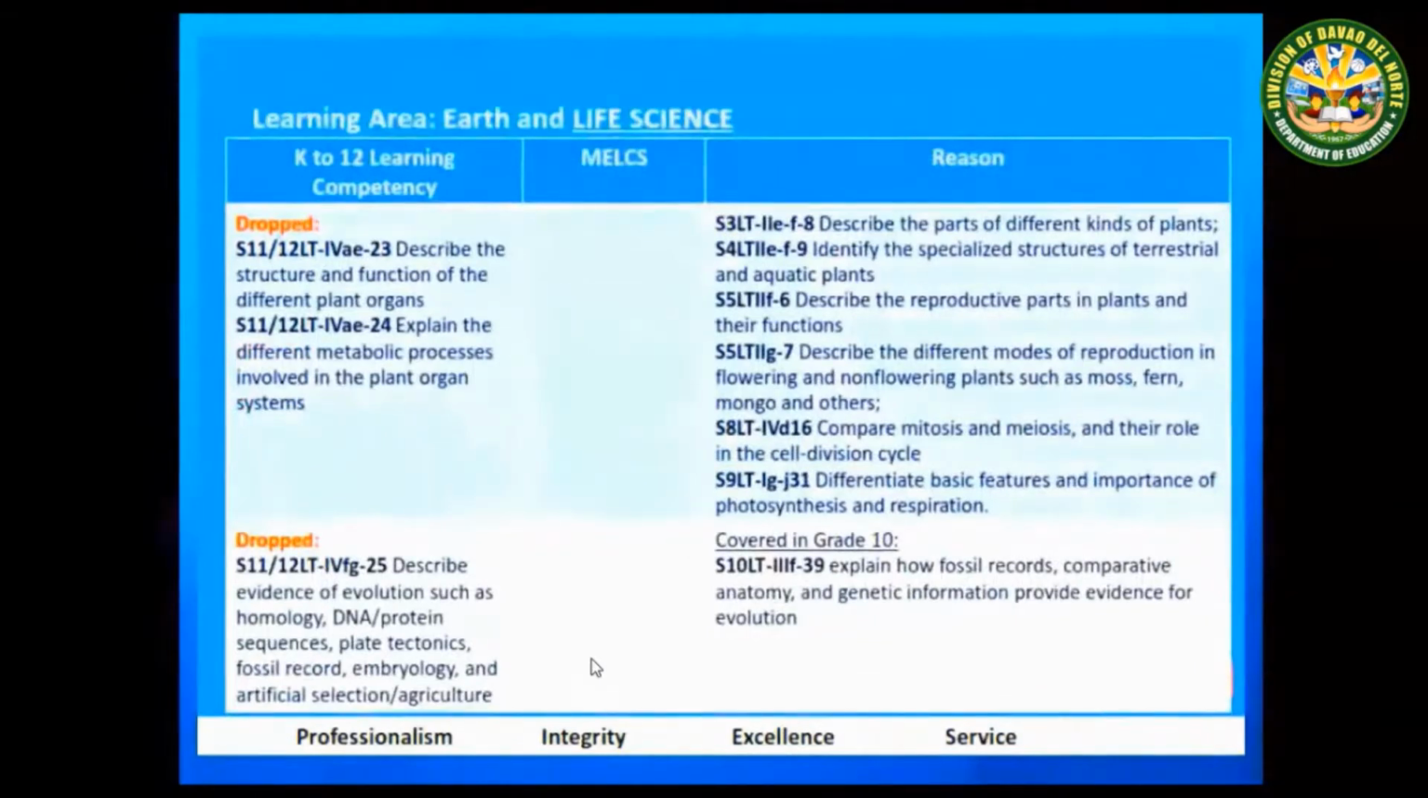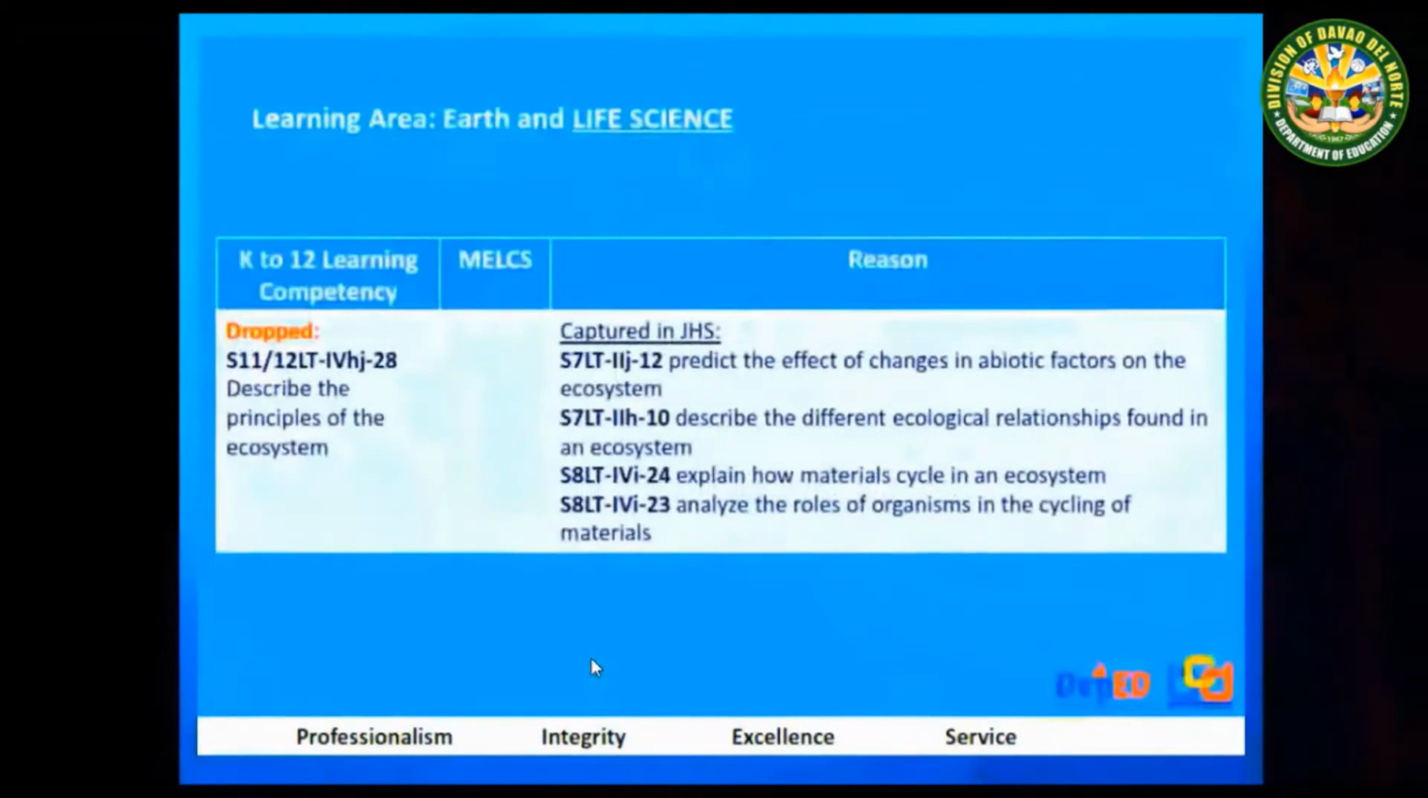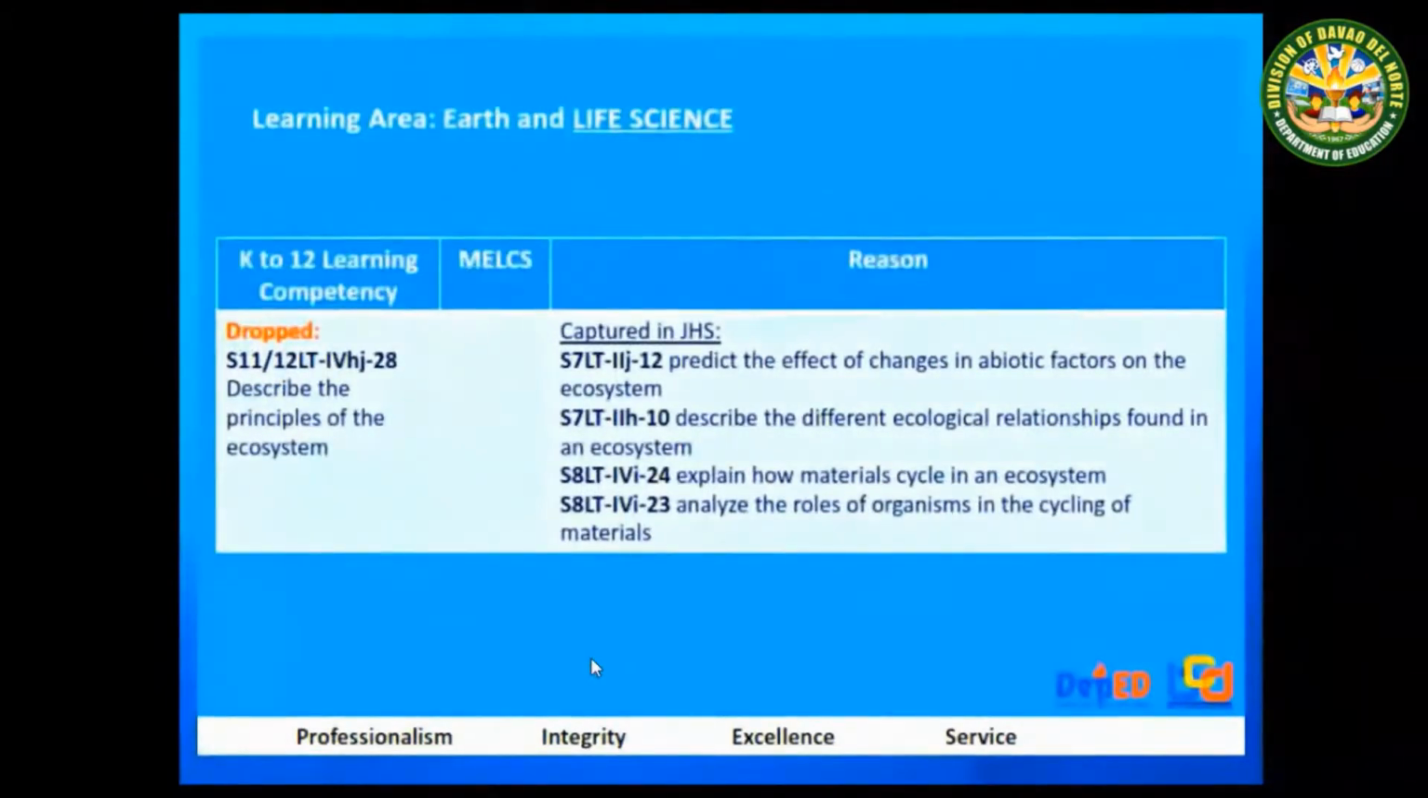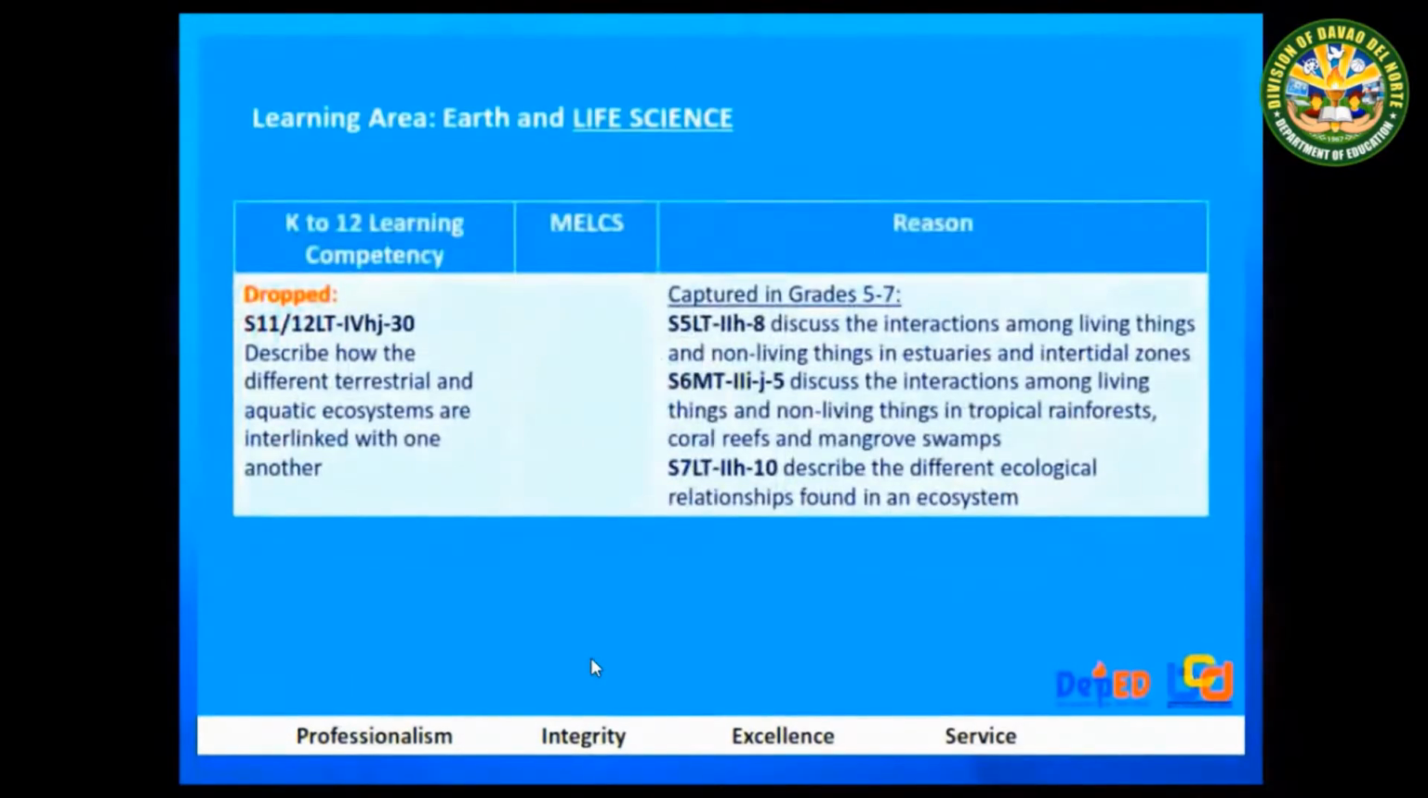Reflected in this slide are the ELSIs dropped for Earth and Life Science due to the reason that it was covered in grade 10. A sample of ELSI dropped for Earth and Life Science because it was captured in junior high school. Another ELSI dropped due to the reason that it was captured in grades 5 to 7.